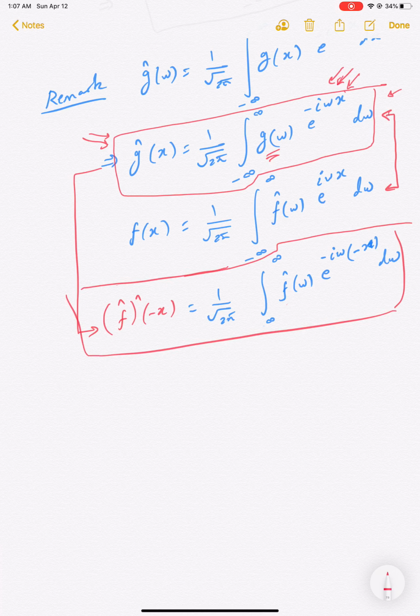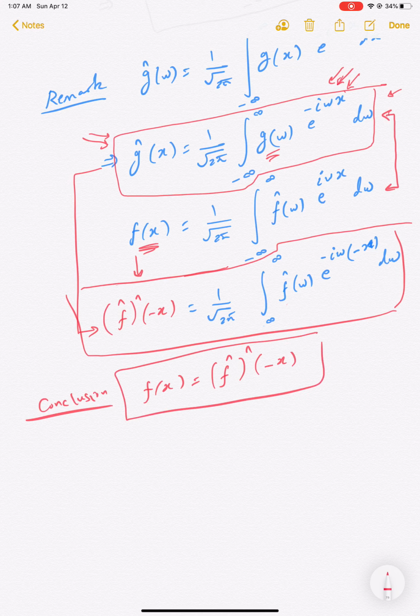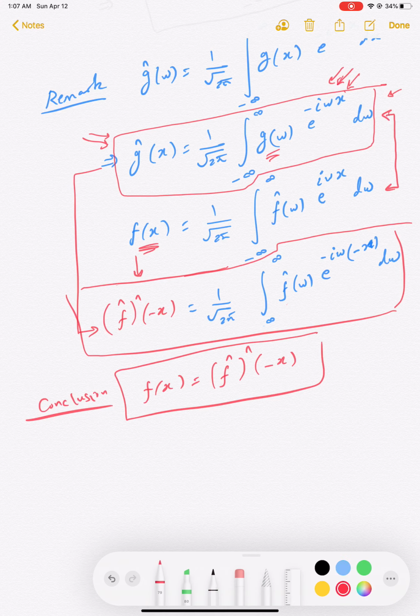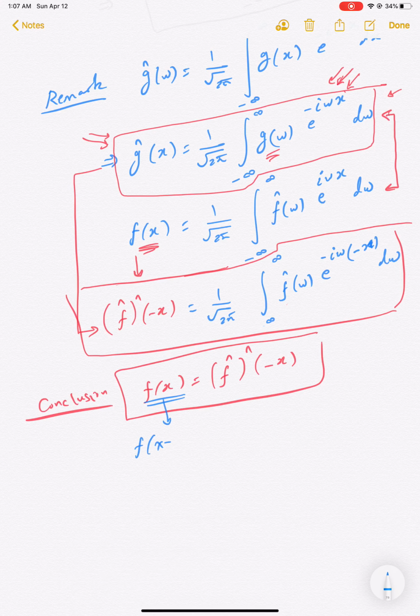So now, what is our conclusion? Our conclusion is that f of x that we started with is equal to f hat of negative x. Very nice. This is a very nice formula. But again, please remember, what is this f of x? This f of x is not just f of x. It is f of x plus plus f of x minus over 2.